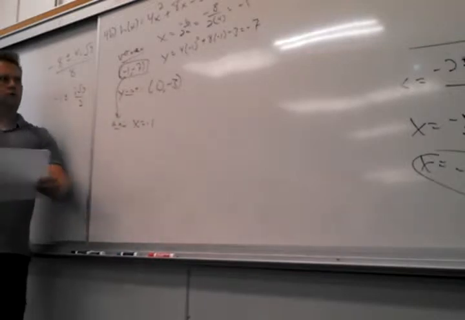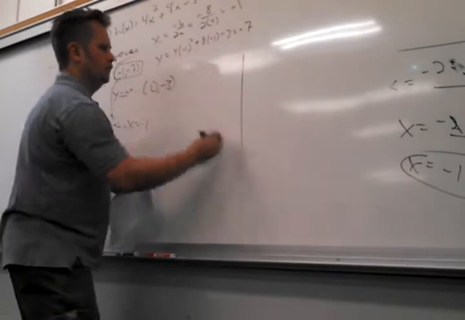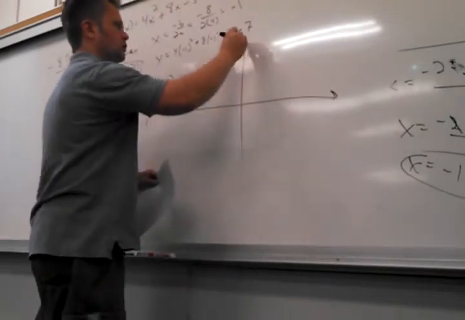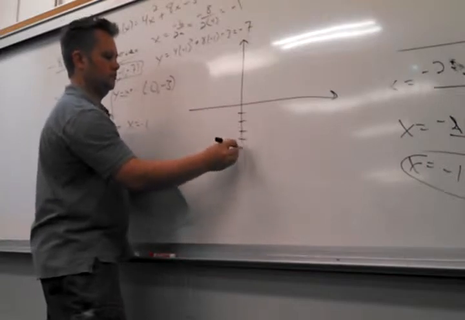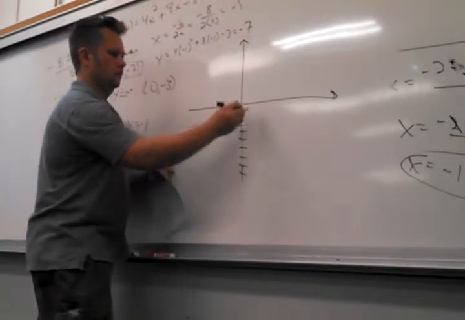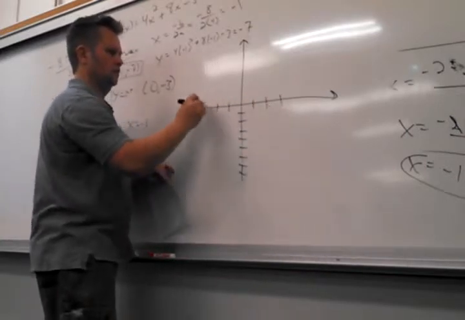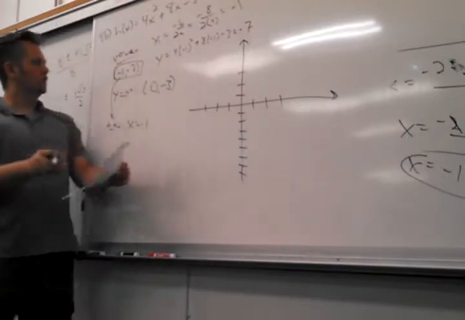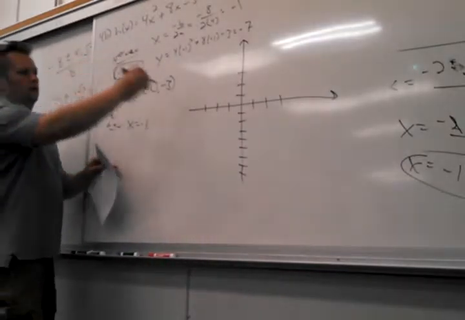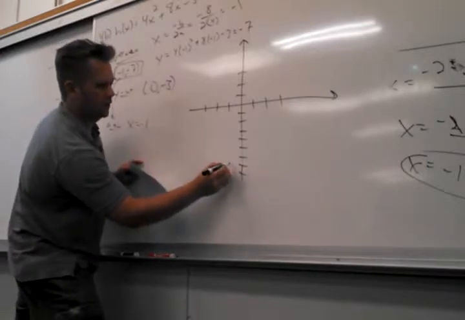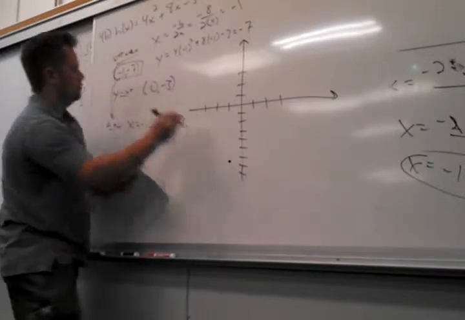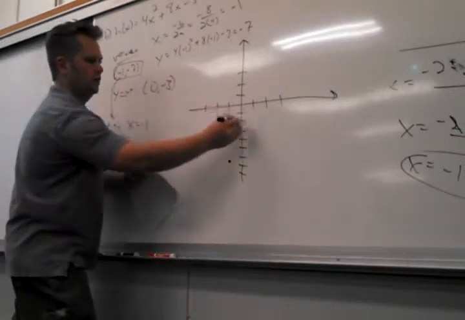Okay, so to graph this, I haven't found my other point yet, because the other point comes from when I start to graph it. It's pretty simple to find because you've got your y-axis. So my vertex is (-1, -7). My y-intercept is (0, -3).